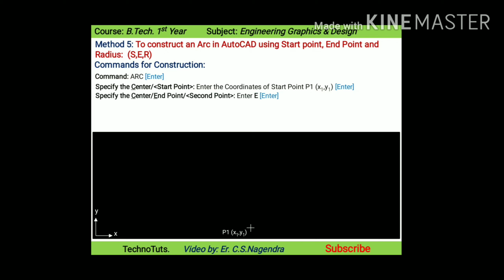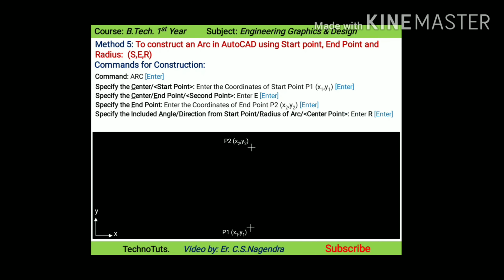Now the computer will ask you specify the center, end point or second point. Type there E and press enter key because we have to give end point. Now computer will ask you specify the end point. Type the coordinates of end point, say point P2 having coordinates x2 y2 and press enter key. You will see point P2 will also be visible on the viewport. Okay students. Now we have to give the radius of the arc.